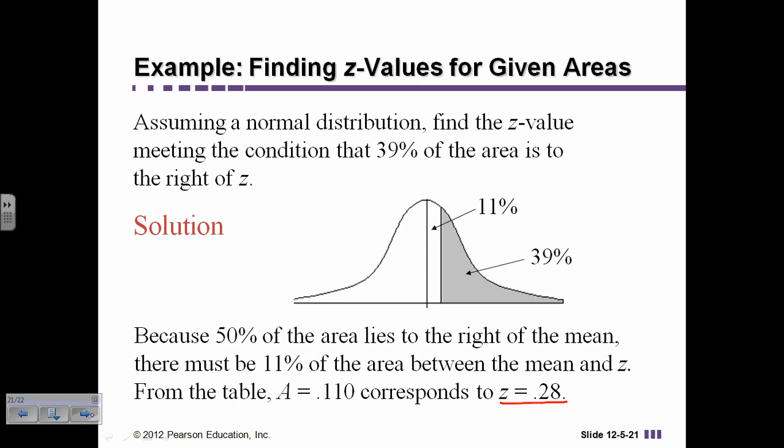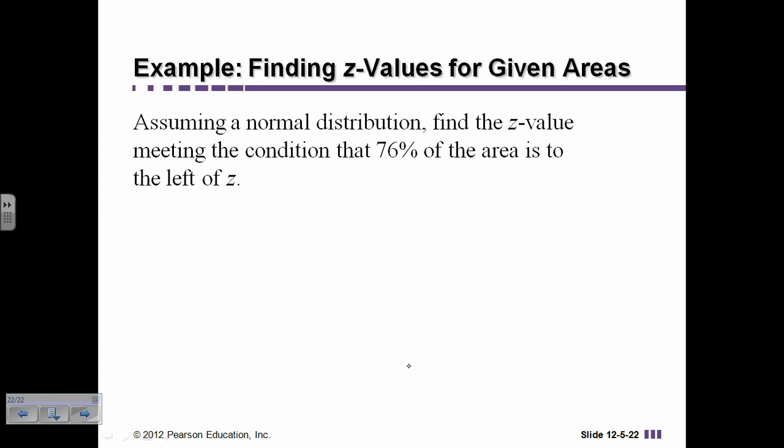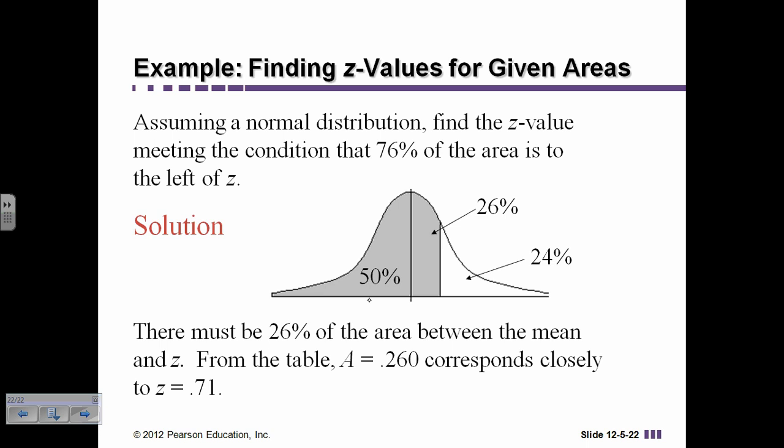All right, let's look at one last example. So assuming a normal distribution, find the z-value meeting the condition that 76% of the area is to the left of z. So again, when we think about that, we already know that 50% is over here. So we're looking for that 26%, we're looking for the z-score that gives us 26% in this area right in here. So again, when we look at that table and we look for 0.26 in the A value, we end up with a z-score of 0.71.